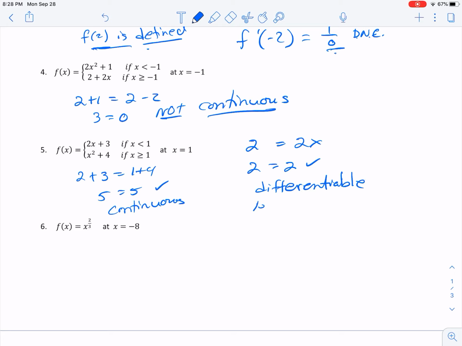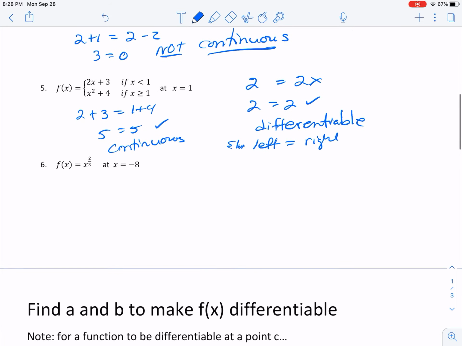Left equals right. That's the slope. Okay? What about this one? If you plug in -8, does it work? You want the cube root of -8 squared. So that's -2 squared equals 4. So yes, f of -8 is defined.